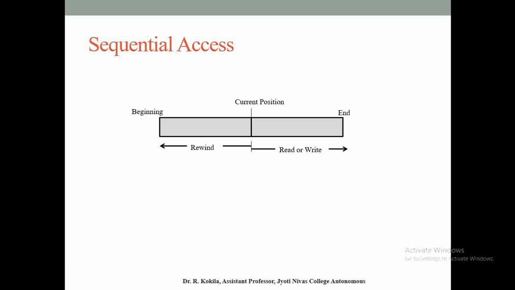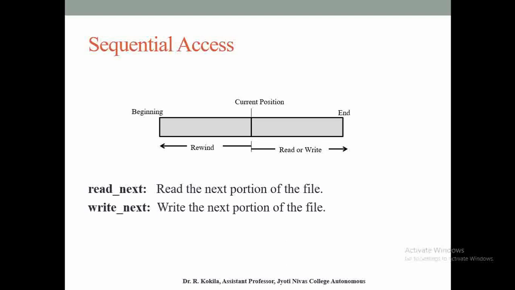Let us take this as an example. Here in the diagram, the first line shows you the beginning of the record, and the last line shows you the end of the record. In between, many records are available. Let us take that we are in the current position. If you want to move from one record to another record, you have to use the operation called read underscore next. It will move to the next record and then start reading. Similarly, if you want to write anything, you have to use the operation write underscore next.